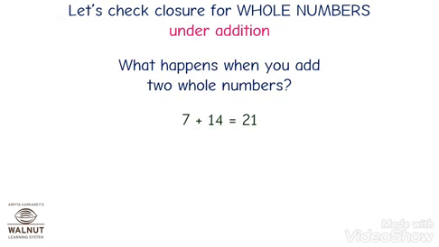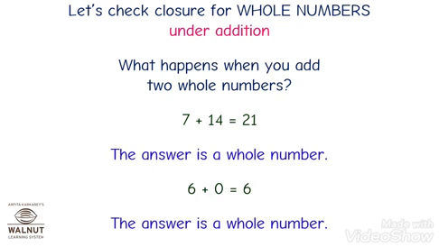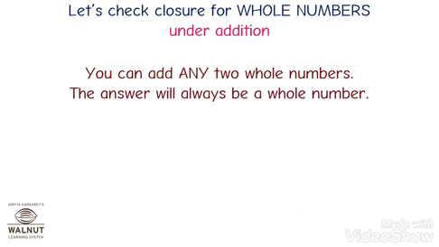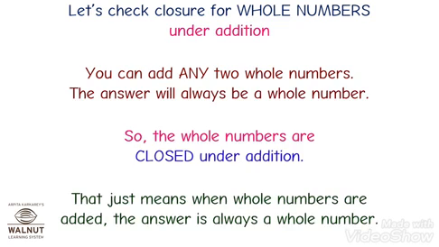7 plus 14 is 21. The answer is a whole number. 6 plus 0 is equal to 6. The answer is a whole number. You can add any two whole numbers. The answer will always be a whole number. So the whole numbers are closed under addition. That just means when whole numbers are added, the answer is always a whole number.